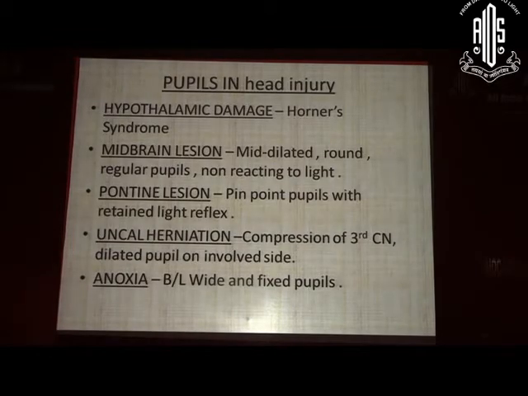The last slide. Pupils in head injury. You have, as we saw in the anatomy, hypothalamic damage causes a Horner syndrome. If it's mid-dilated, round, regular pupils which do not react to light, then the probable lesion is in the midbrain. If there are pinpoint pupils with retained light reflex, then the lesion is probably in the pons. And if there is uncal herniation, it leads to a compression of the third cranial nerve, causing a dilated pupil on the involved side. And anoxia leads to bilateral wide and fixed pupils.